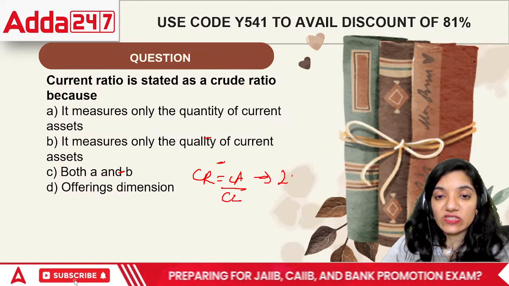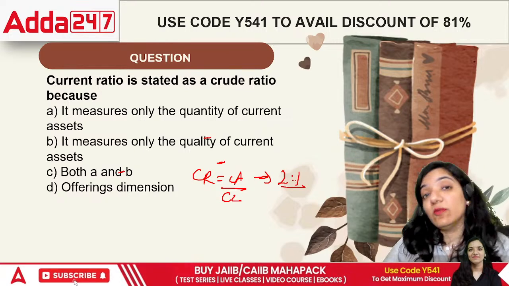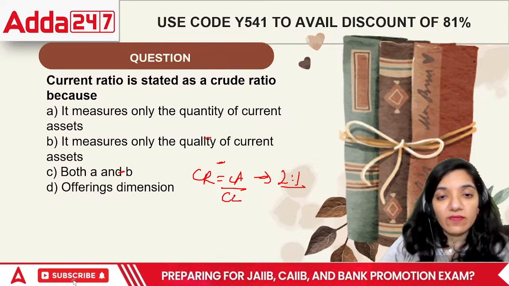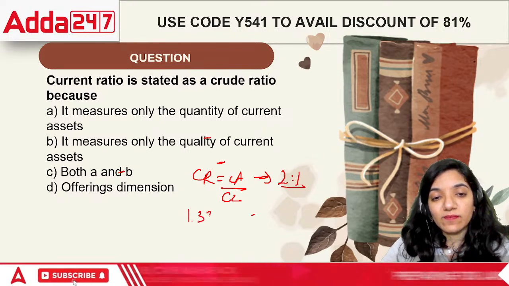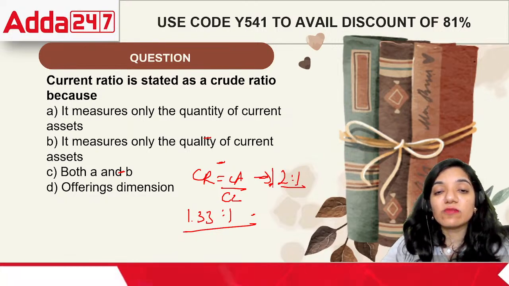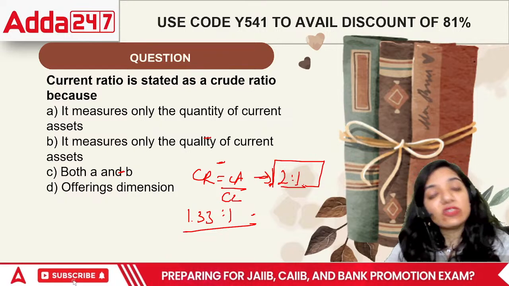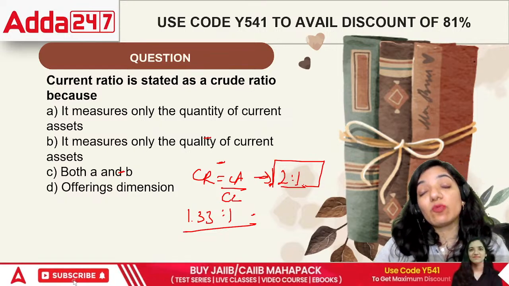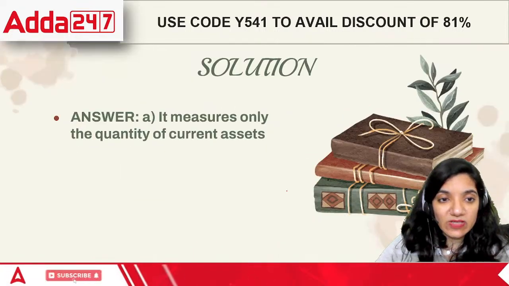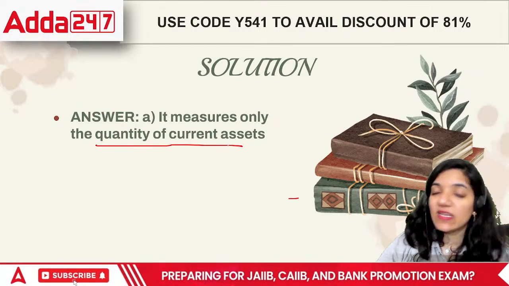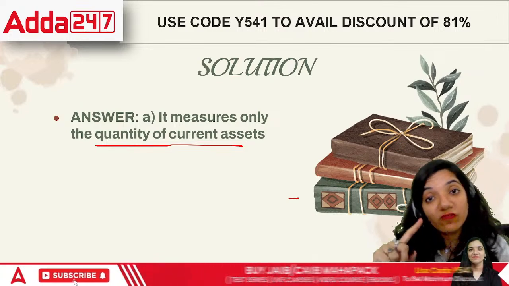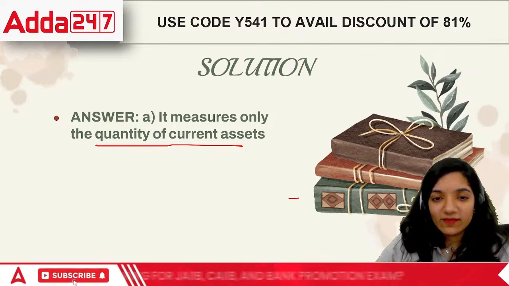In terms of books it's 2 is to 1, but in the practical world, especially in the banking sector, whenever CMAs are being provided, then it is always 1.33 is to 1. So the correct answer, as per the ideal ratio in terms of the books and IIBF and everything else, is 2 is to 1. So current ratio is the ratio of the proportion of CA over the CL. In this case, the correct answer is it measures only the quantity of current assets. It never looks at the quality. This is one of the inherent limitations of accounting itself. It is always looking at the quantity, not the quality.